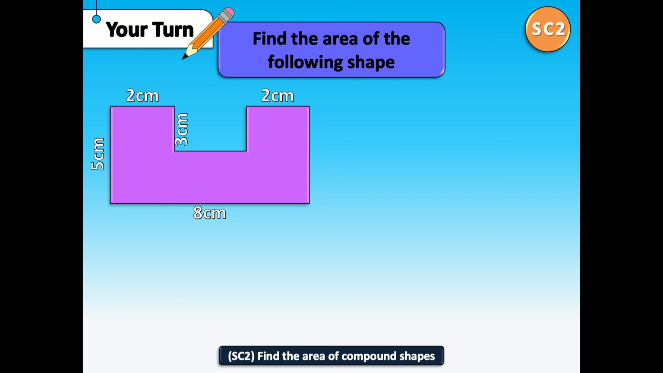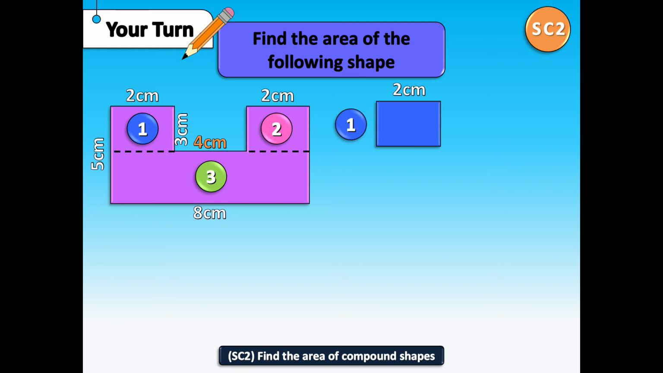So for this question, we need to find out any missing sides. So the missing side there in the middle is 4 centimetres. And then we can split the shape up into rectangles, and we need to find the area of each of these rectangles. So the first rectangle is 2 centimetres by 3 centimetres. So that's an area of 6 centimetres squared.